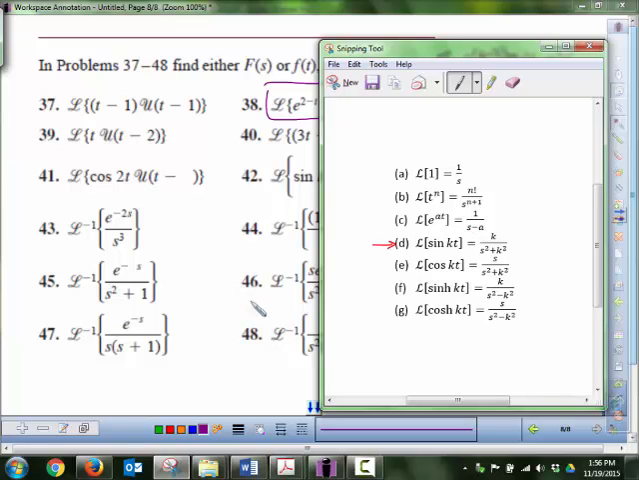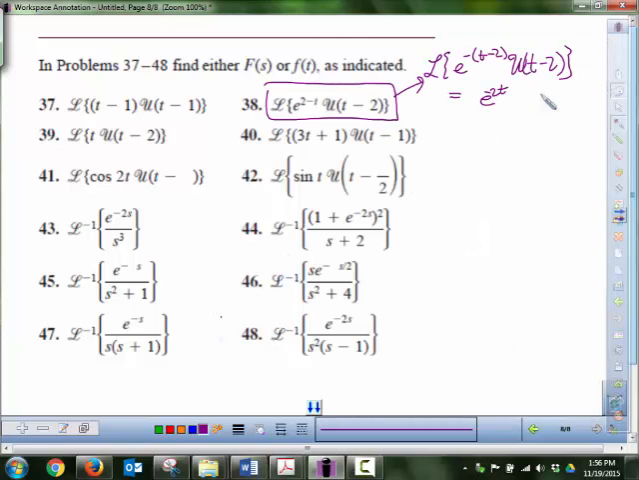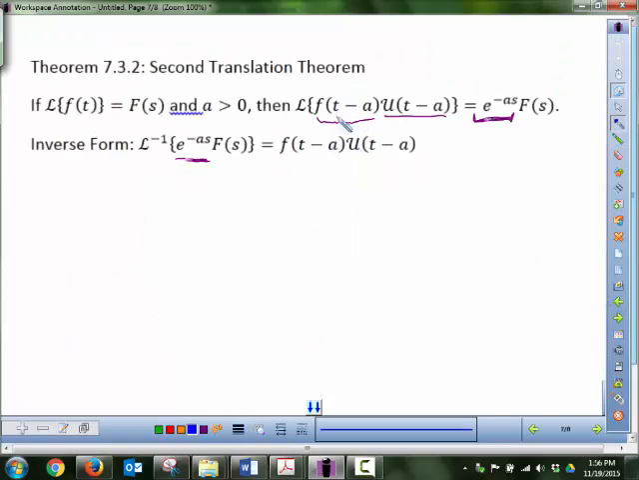One over s. No. 1 over s plus... what? Okay, so if we look at this carefully, what do we need to see? We need to see this. So f of t minus a, right?